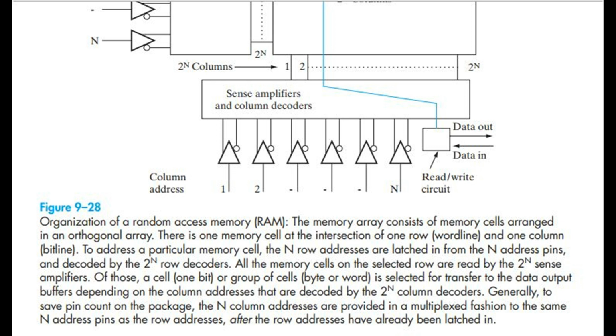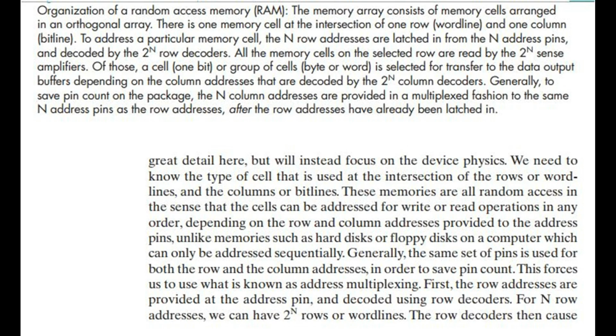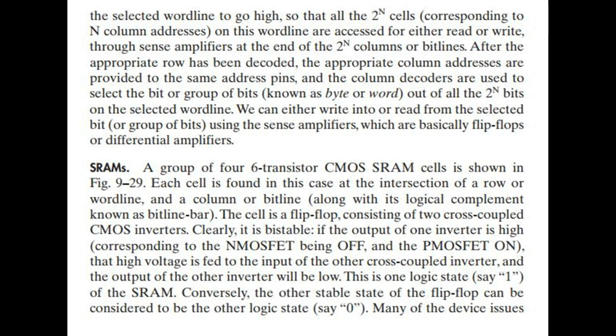Generally, the same set of pins is used for both the row and the column addresses, in order to save pin count. This forces us to use what is known as address multiplexing. First, the row addresses are provided at the address pins, and decoded using row decoders. For N row addresses, we can have 2^N rows or word lines. The row decoders then cause the selected word line to go high, so that all the 2^N cells, corresponding to N column addresses, on this word line are accessed for either read or write, through sense amplifiers at the end of the 2^N columns or bit lines.